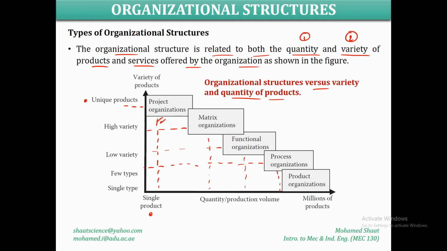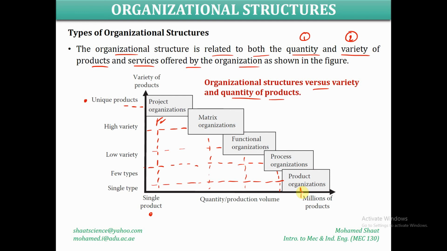The way of making this product should be very common, and it has the ability to give a very high quantity of these products. Then we have the product organization. This is the one that works over a single product, two products at maximum, and it provides a huge amount, millions of copies of this product. So this could be considered as a product organization.